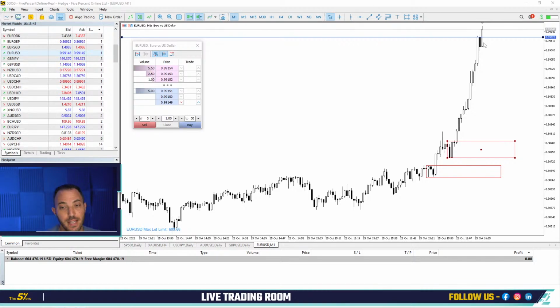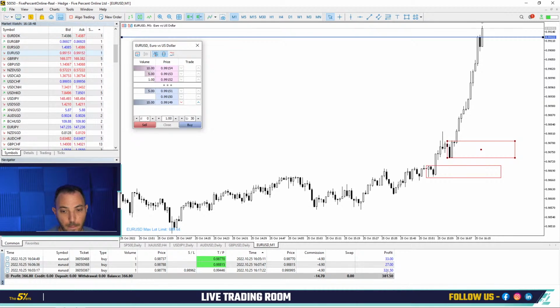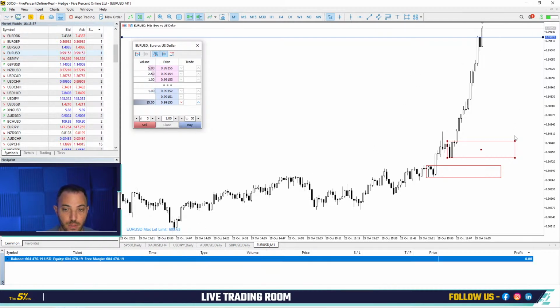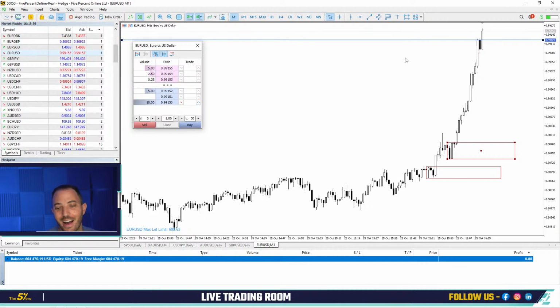So I just took profit. I really need, how are we doing now? History. So this is today. These are the trades we've taken. I really need to wait for a pullback so I can continue adding to my trade.